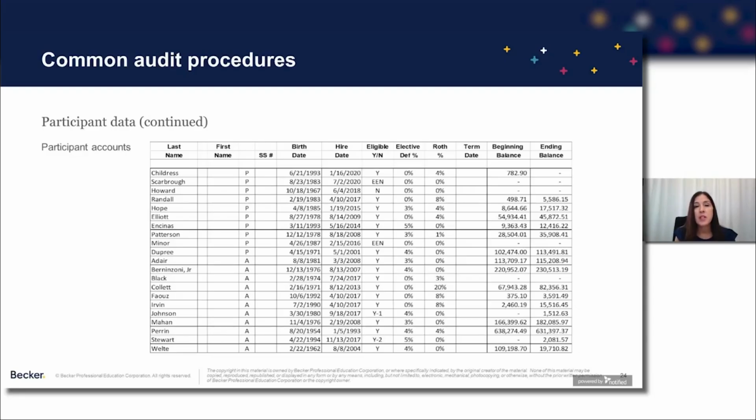Now this information, yes, you could send a confirmation directly to the participant and ask them to confirm their birth date and their hire date and their deferral percentages. Confirmations can be a good tool to help you with your testing. Now, I try not to send confirmations if at all possible, because there are some potential issues and hurdles when it comes to the confirmations.